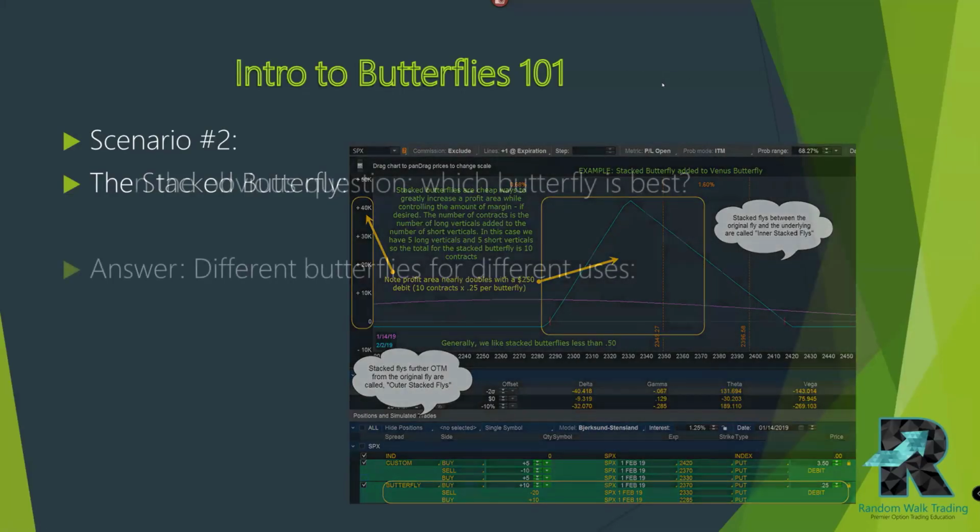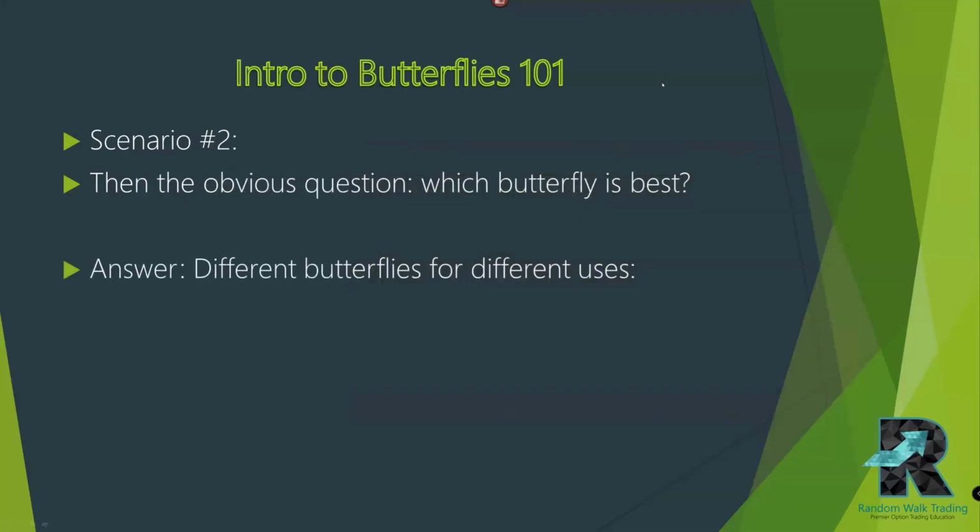All right. So the question would be, which butterfly is the best butterfly? Well, different butterflies are for different uses, depending on what the market does or doesn't do, and if you want to receive a credit or if you're trying to increase the profit zone.